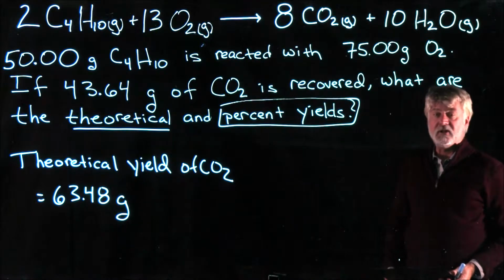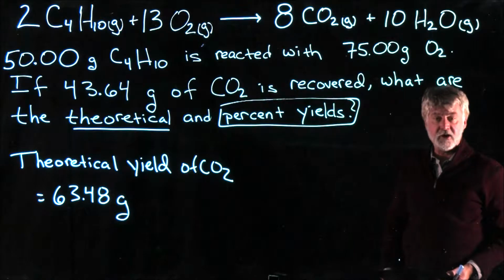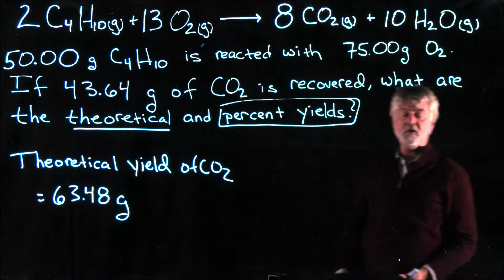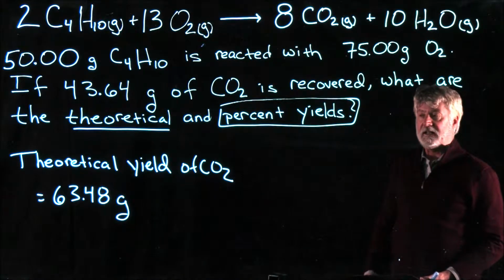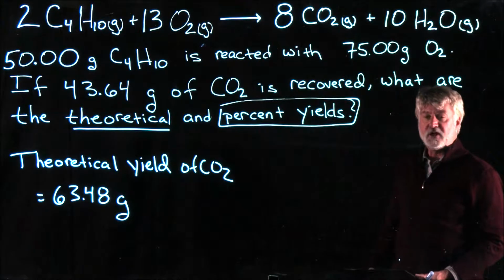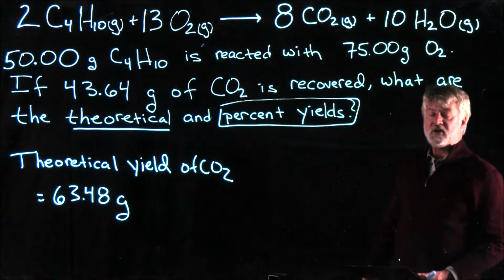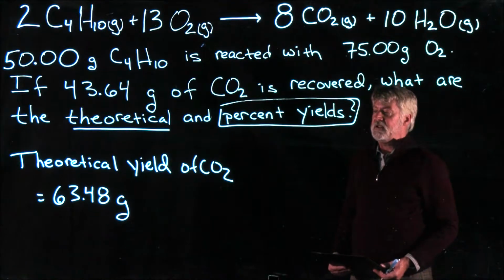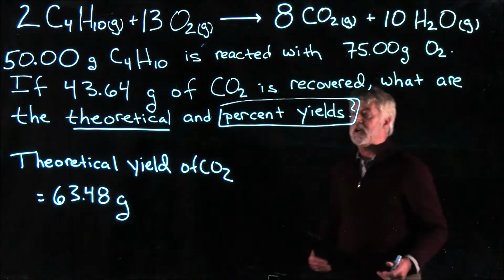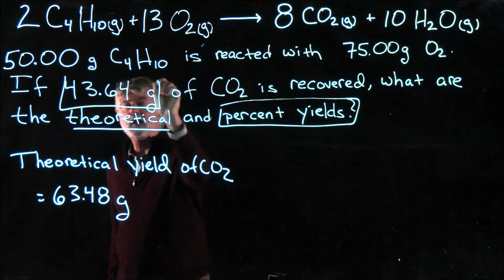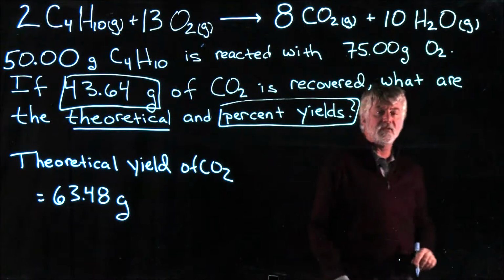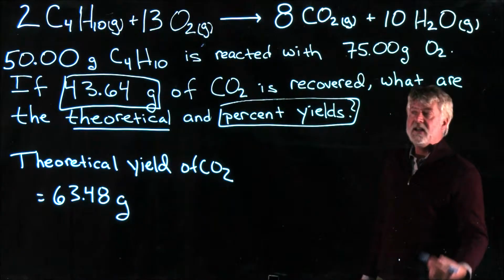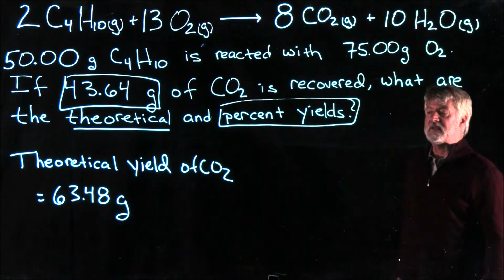The percent yield is really just a percentage of the theoretical yield that you actually make. For instance, if you had a cookie recipe and the recipe says that this makes 3 dozen cookies, but when you did it, you only got 2 dozen cookies, your percent yield would be like 67%. So our theoretical yield is 63.48, but we can see here that's not what we actually got. The 43.64 grams is just a number we made up and said, suppose you did this experiment and you were able to recover 43.64 grams.